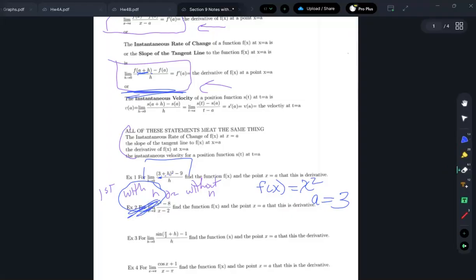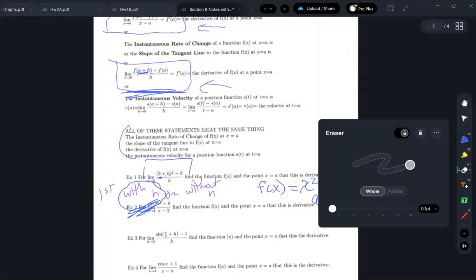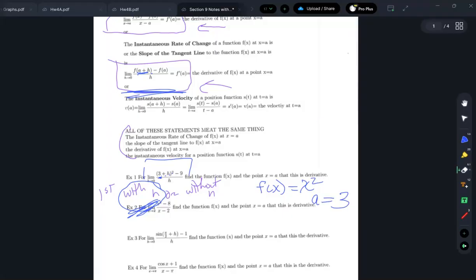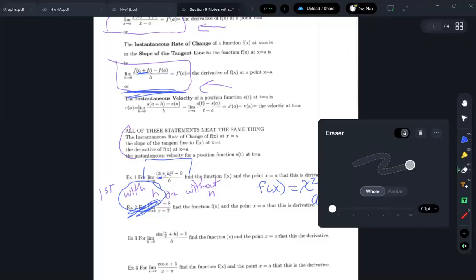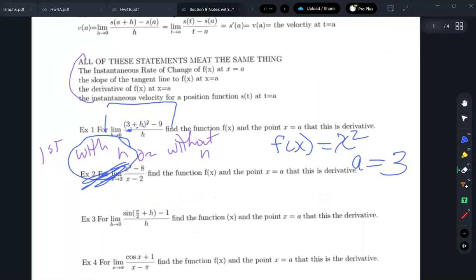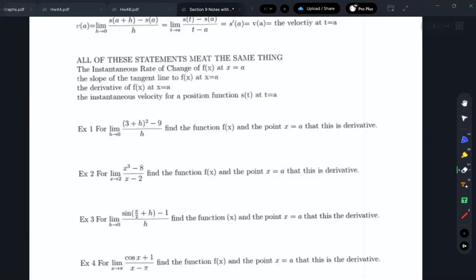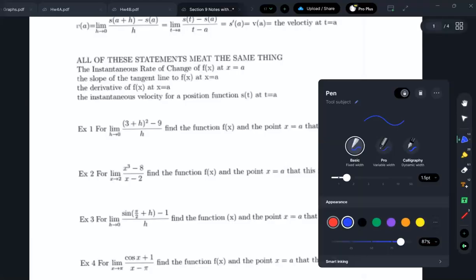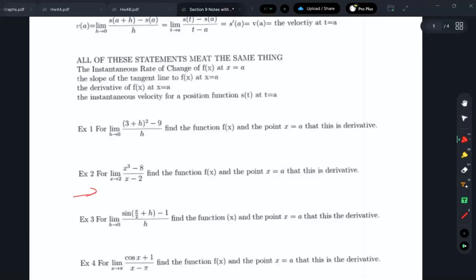And let's do this next one. Whoops, if I can get my eraser to work. Okay, looking at this next one, oh, shucks. Okay, sorry, I can't get rid of this. Okay, looking at this next one. Oh, there it goes.